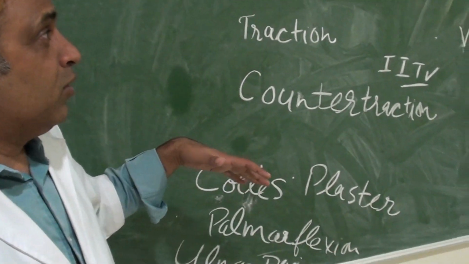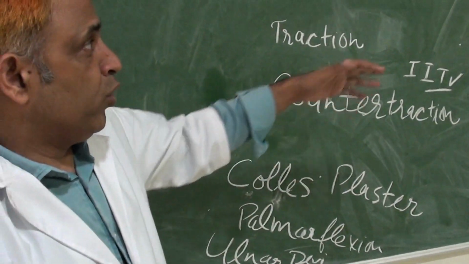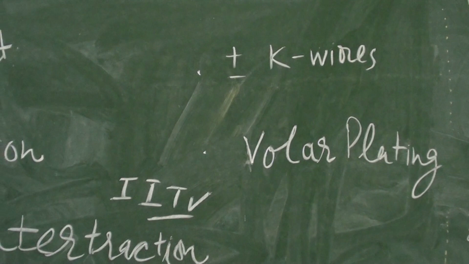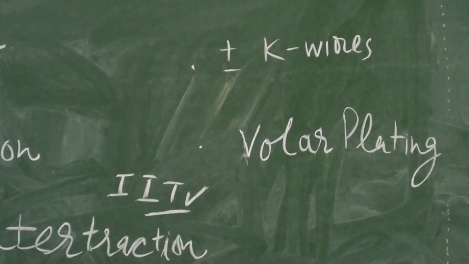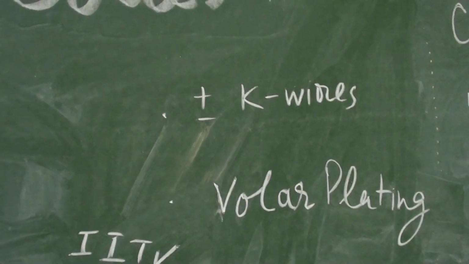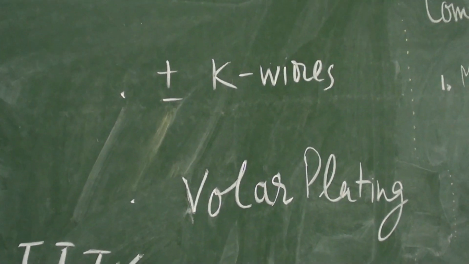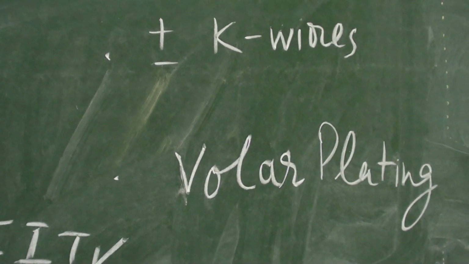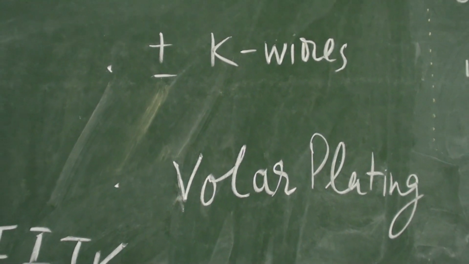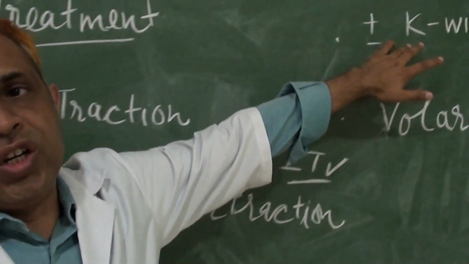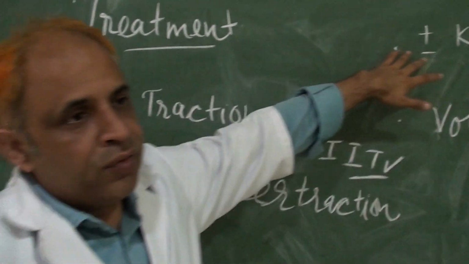If you feel the fracture is unstable, then you can apply the Kirschner wires, that is K wires. So plus minus means either you can use K wires or you cannot use them. And then in young patients, maybe you can use a volar plate also, that is you apply a plate on the volar side of the distal radius. This is open reduction, and here we are doing closed reduction and percutaneous fixation.